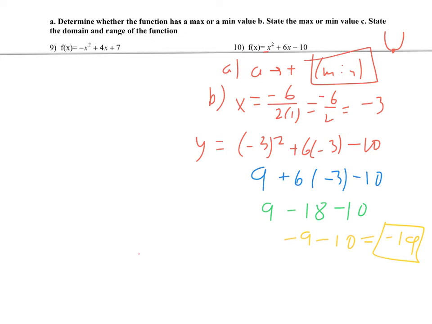Now the domain is always all real numbers on these parabolas. The range, though, kind of depends on whether it's a max or a min. If it's a min, it's always going to be the y value of the vertex. But to decide whether it's greater or less than, you look at whether it's a min or a max. If it's a min, it's going to be greater than or equal to 19. You can see that all the y values are above that vertex right there. So that's why I would say that.